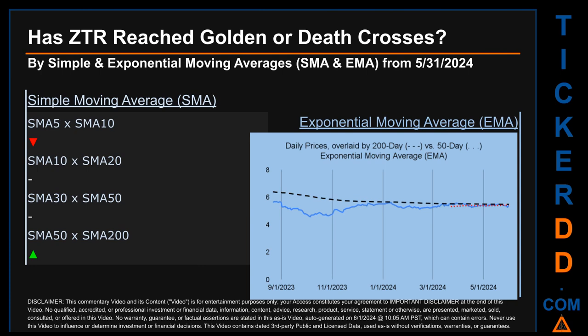Has ZTR price reached golden or death crosses? Golden cross and death cross are basic signals that compare average prices across two specified trade day ranges, a short-term versus a long-term range. For example, 5-day versus 10 trade days. Essentially, a golden cross is a bullish signal. It appears when a ticker's short-term moving average crosses above its long-term average.